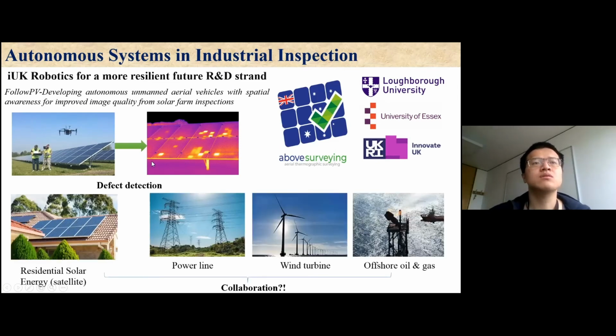In addition to solar panel inspection, we also developed residential solar energy mapping by using satellites. Satellites have some spatial resolution within several meters, so we can detect the mapping of residential solar panels. I think in this field, the developed system can also be applied to a number of applications, such as power line inspection, wind turbine inspection, and offshore oil and gas, and this poses many collaboration opportunities.